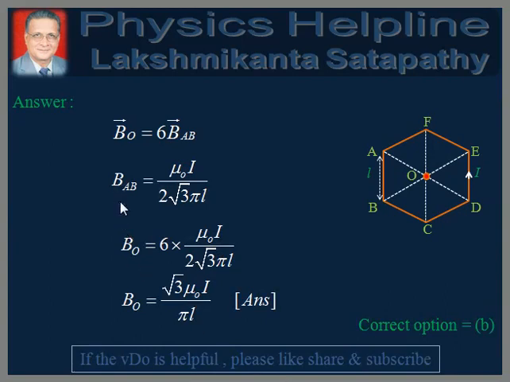Therefore, the net magnetic field at O is given by B_O is equal to 6 times B_AB. So B_O is equal to 6 into μ0 I by 2 root 3 π L. When 2 gets cancelled with 6 to give us 3 here, and 3 divided by root 3 gives us root 3. So we get root 3 μ0 I by π L, which is the answer to the question. Therefore, the correct option is B.